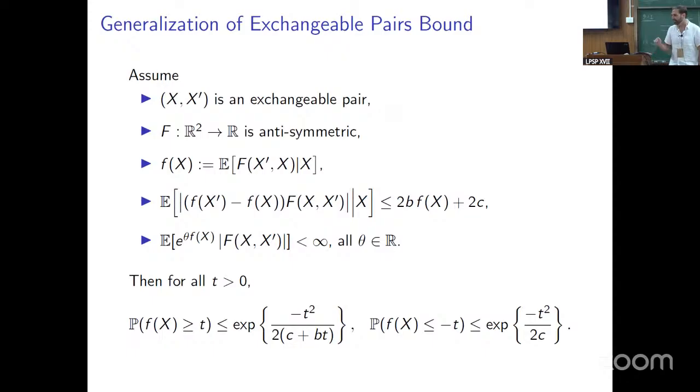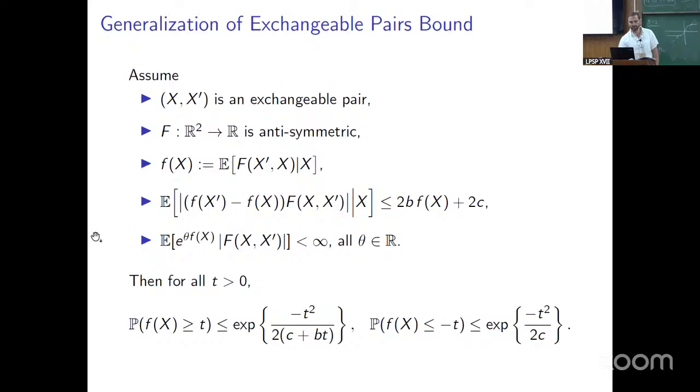So here, (X, X') is an exchangeable pair. Big F takes 2 arguments and is anti-symmetric, meaning when I swap the arguments, it becomes negative. Little f is the conditional expectation of big F of the exchangeable pair conditional on X. That's the linearity condition. Then the conditional expectation of the absolute value of f(X') minus f(X) times big F, conditional on X, has to be bounded by 2b f(X) plus 2c.